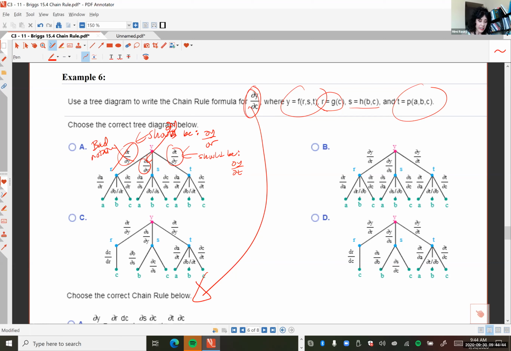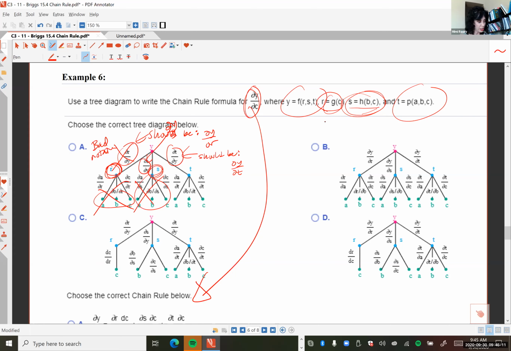The other thing is, r here, that's that guy there. You see how it looks like he's a function of three variables, a, b, and c? That's not correct. He's supposed to only have one variable he's a function of. And similarly, the middle guy, the s, from this diagram looks like he's a function of a, b, and c, and he's only supposed to be a function of b and c. So those also tell us a is not going to work.